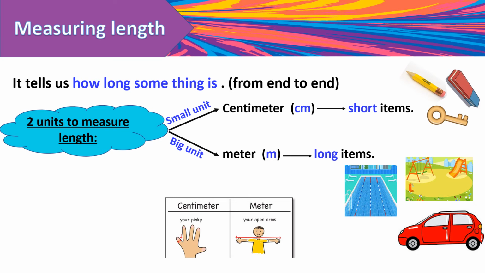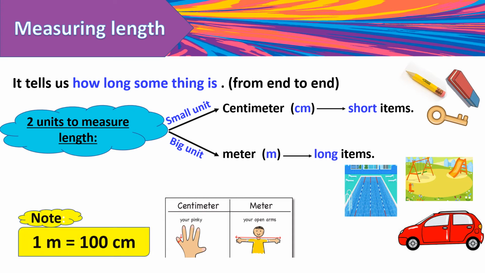Okay, and you can know it like this table. A centimeter is like the width of your pinky finger. This width of your pinky finger is called a centimeter. It's very tiny, very small. A meter is like when you open your arms. The distance between your left hand and your right hand is about a meter.